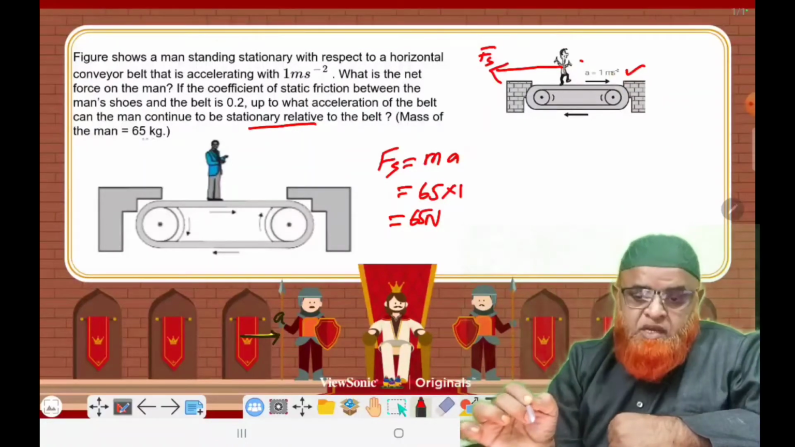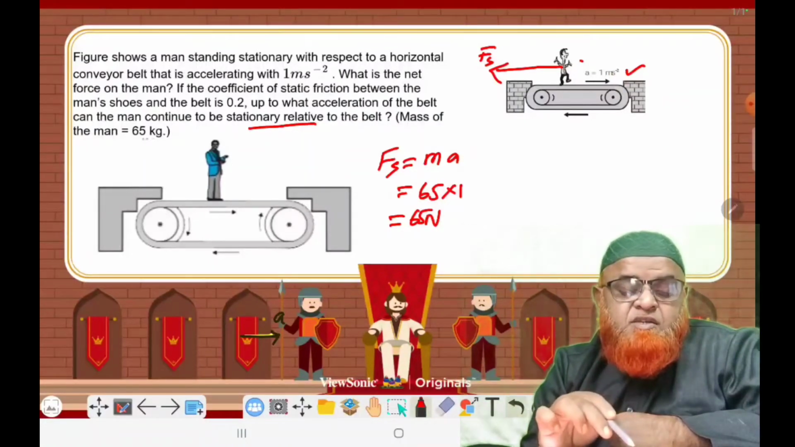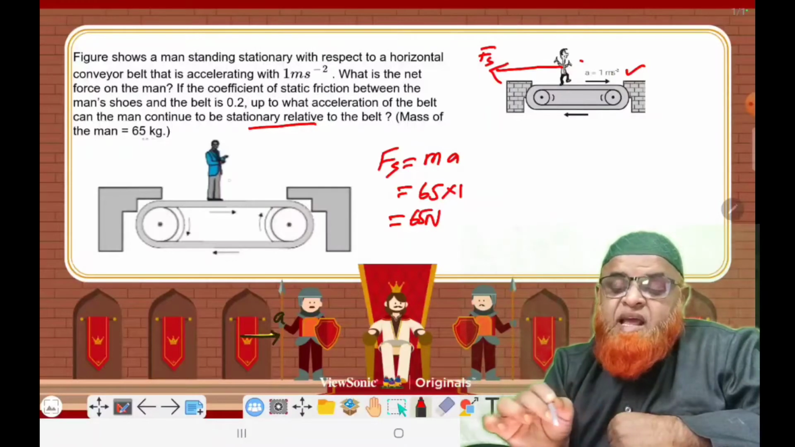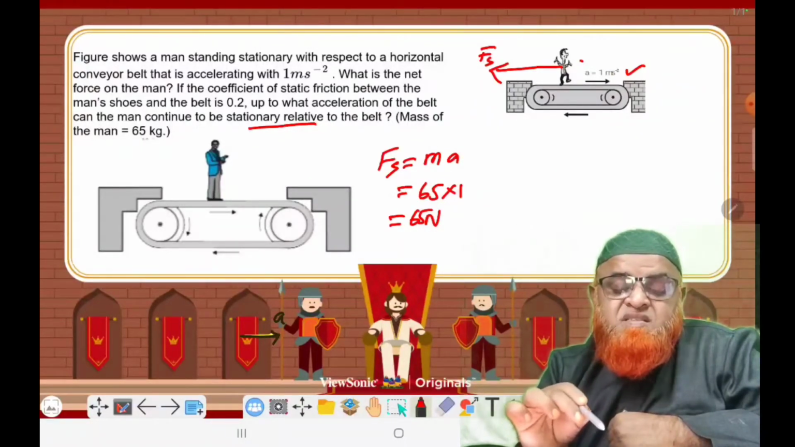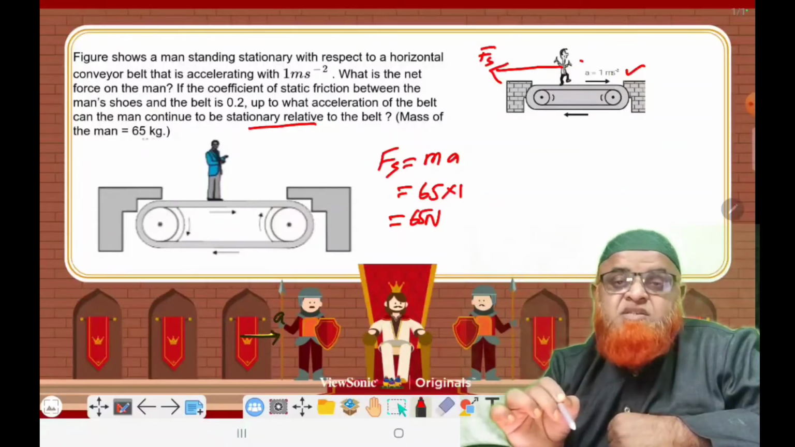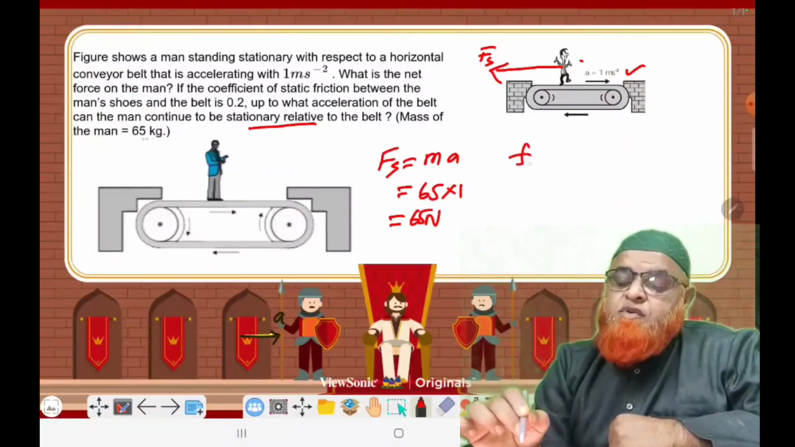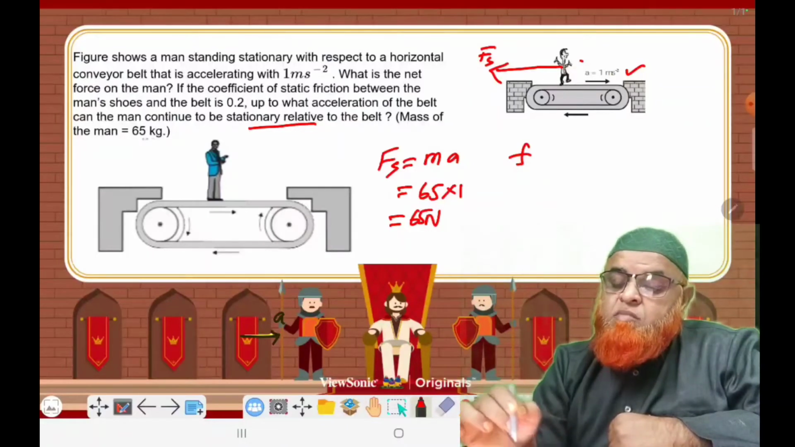Okay, so the second part of the question asks us to find what the acceleration of the belt should be so that the man can continue to remain stationary relative to the belt. For that, you have to apply the force formula, the pseudo force.